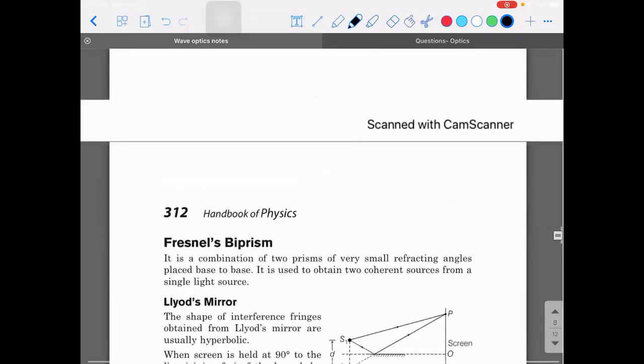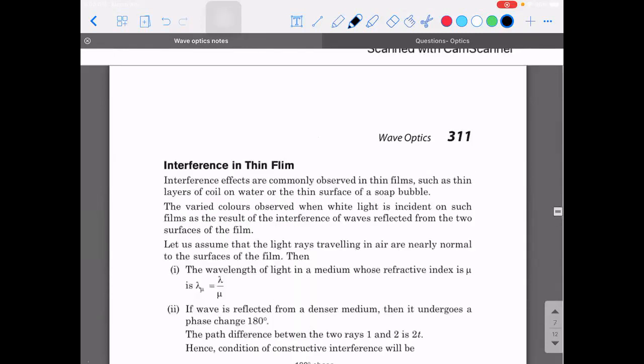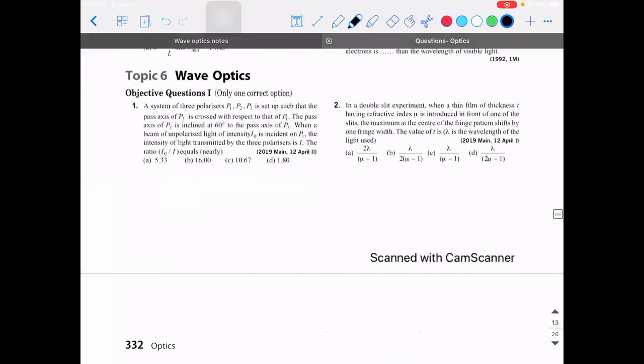Interference of thin waves, interference in thin films, we'll see when we do problems. I just want to start a few problems, then we'll come back to the theory.